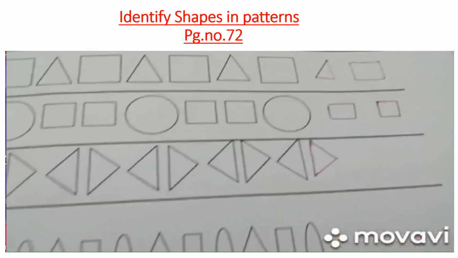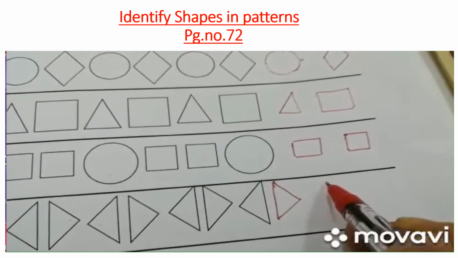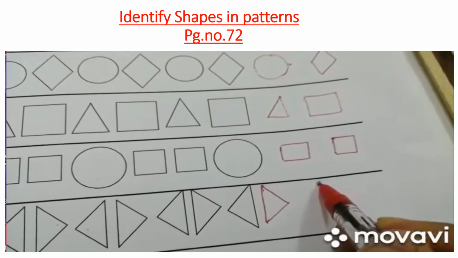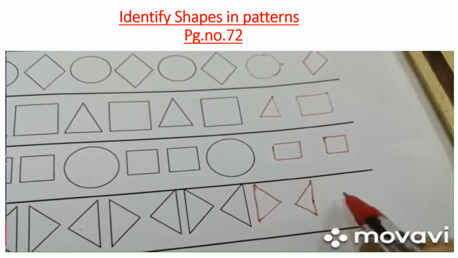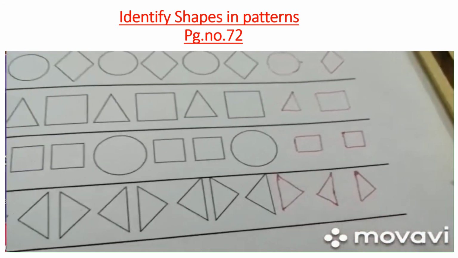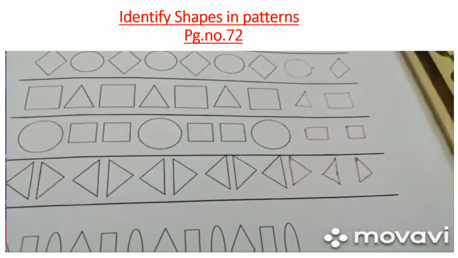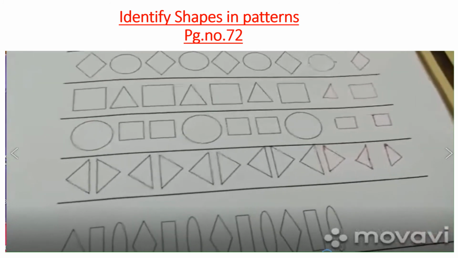So what should be the next? Next we will draw again. See, then next again, it should be like this. Now this makes a complete pattern, okay? Now what should be next here?